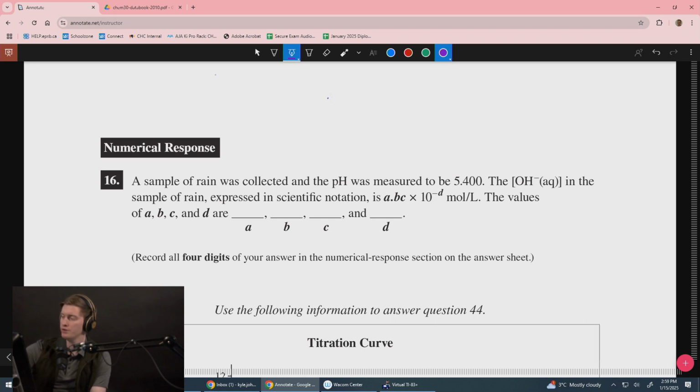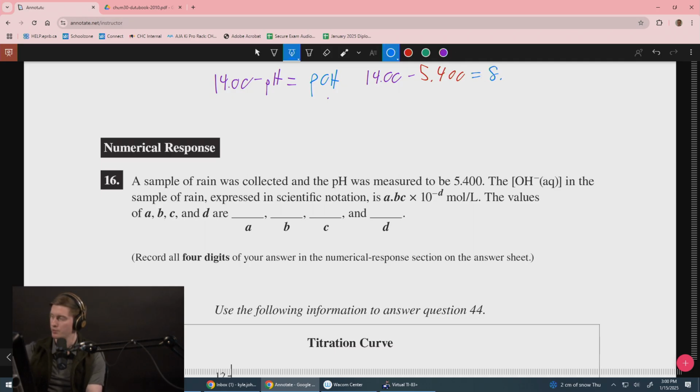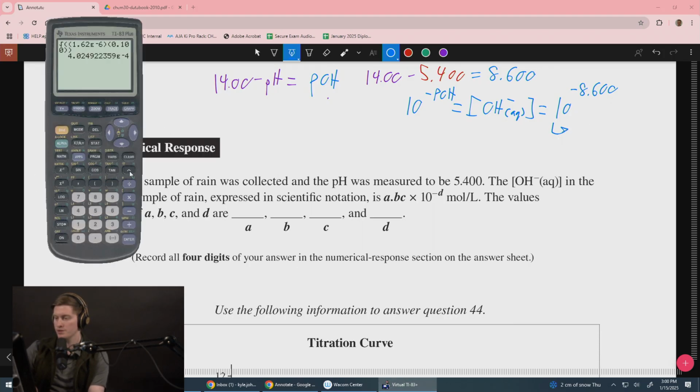So you could do 14 minus pH gives you pOH. So I'll show that way first. You do 14 minus 5.400, and you will end up with a pOH of 8.600. And then you can do 10 to the power of negative pOH will give you your hydroxide concentration. So we can do 10 to the power of negative 8.600, and we will get, I will pull it up here.